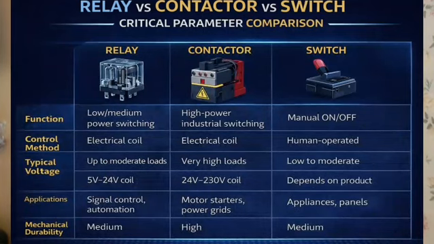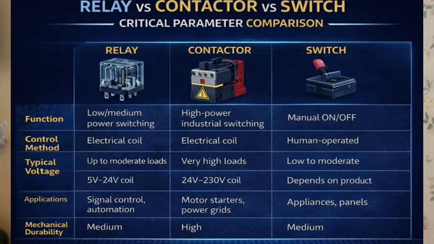So let's understand deeper what these parameters are, what the different operating mechanisms are, and the difference between all these parameters. First comes function. By function, relays are required for low and medium power switching applications. Contactors are required for high power industrial switching applications. And switches, as I know, are on and off functionality.